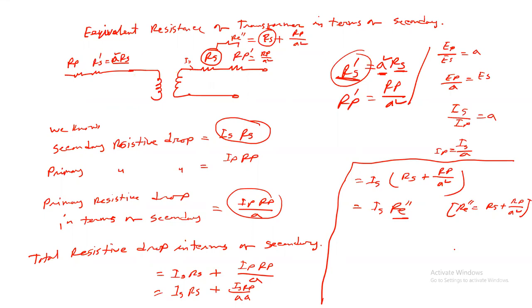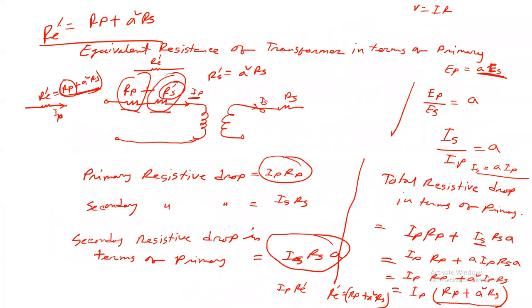Okay, so this is the primary resistance, this is the secondary equivalent resistance RE double prime, and this is the primary equivalent resistance RE single prime. Okay, clear? Okay, sir.